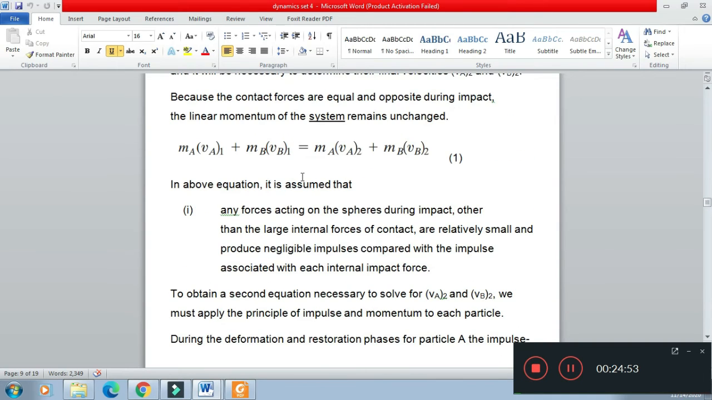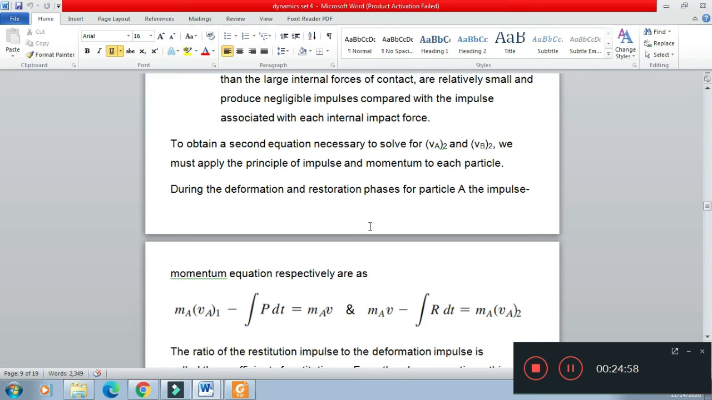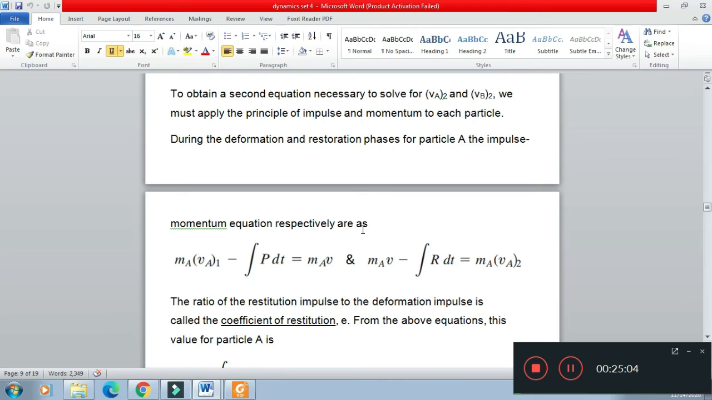So this is one equation which can be utilized for determining the final velocities. Now we write the equation of impulse and linear momentum for the two particles individually. So this is for particle or ball A. This is the impulse momentum equation during the deformation phase, and this is the impulse momentum equation for particle A for the restitution phase.